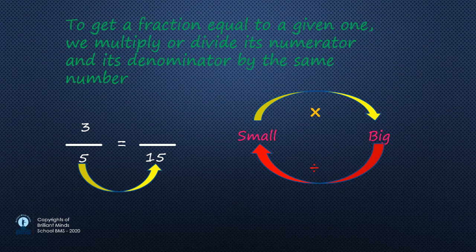Okay, 5 times what equals 15? Times 3. So we know that we multiply the denominator here in the first fraction by 3. What shall we do to the numerator in the first fraction? We must also multiply it by 3. 3 times 3 equals 9. We put 9 in the space. Okay, my dears?